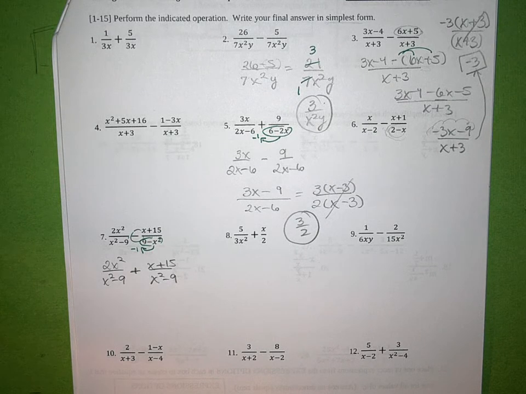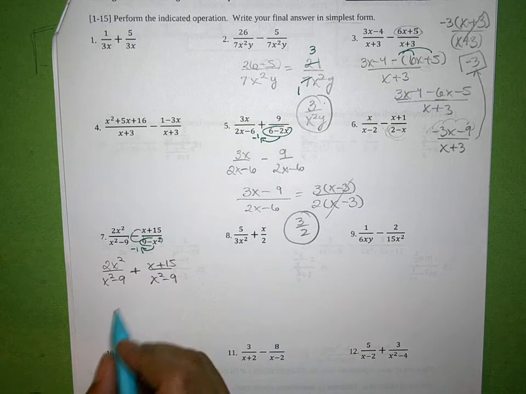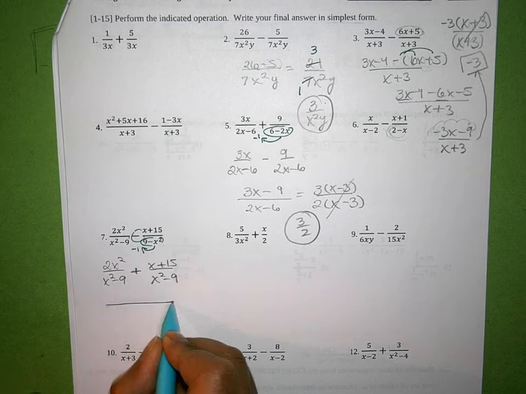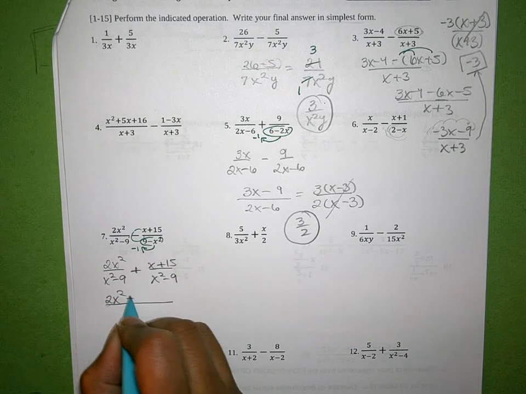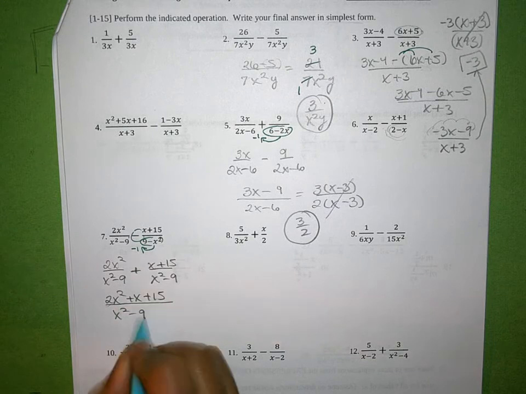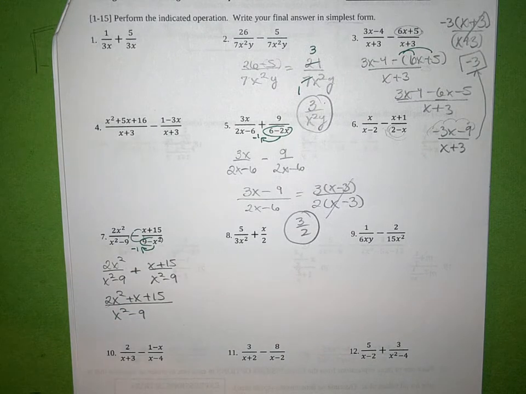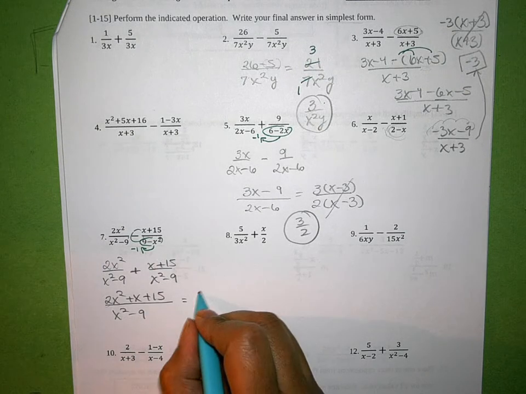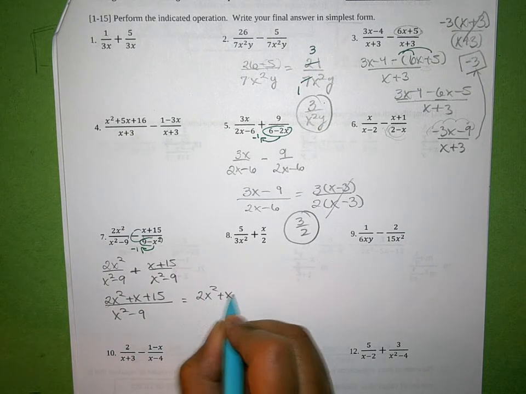Okay, and then now they have a common denominator. I can write them as one fraction: 2x squared plus x plus 15 over x squared minus 9. And so then I factor to see if I can reduce. The top does not factor, so I'm going to leave it as 2x squared plus x plus 15.